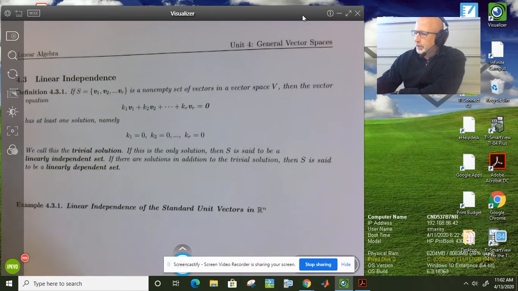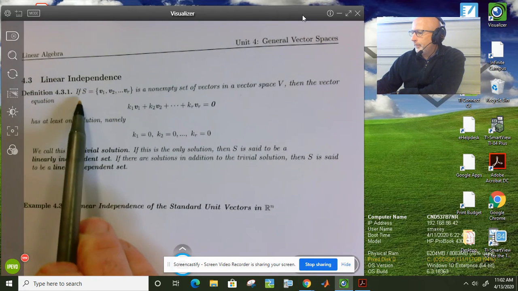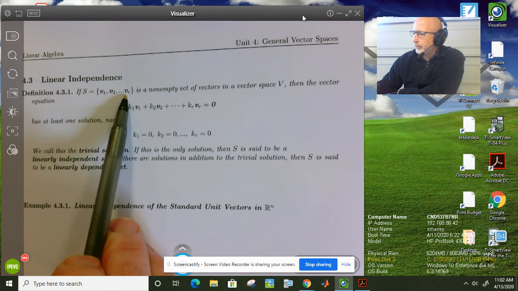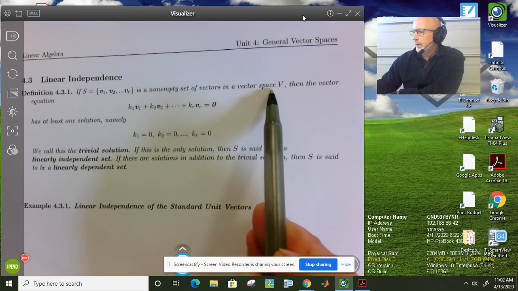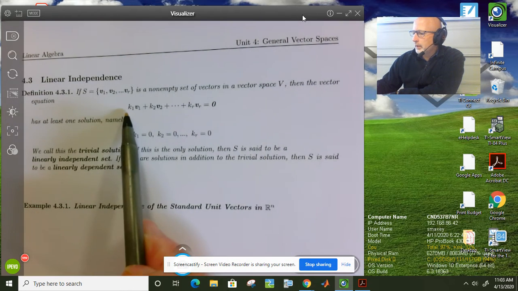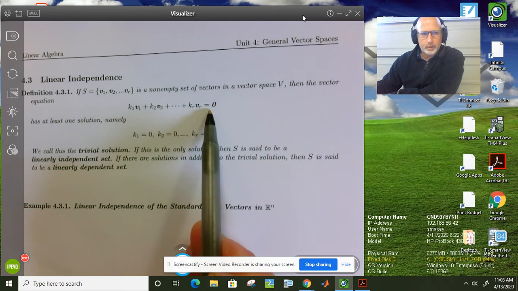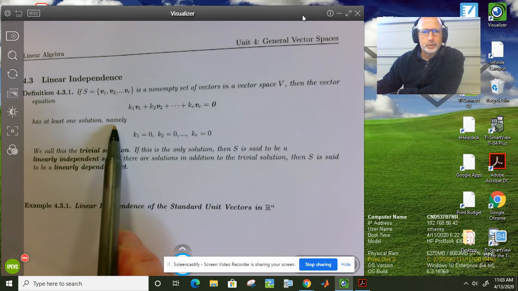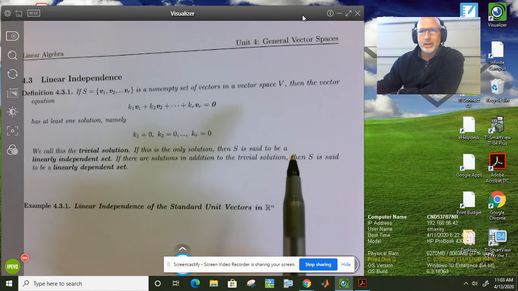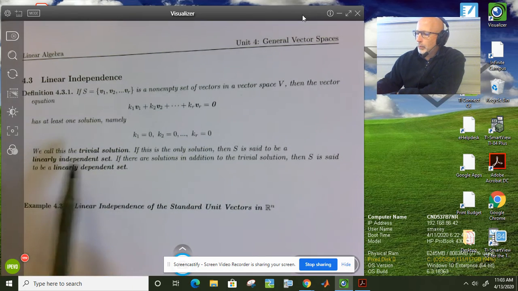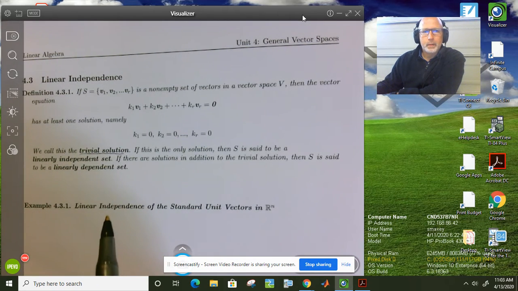Okay. So definition 4.3.1 states: if S is a non-empty set of vectors v1, v2, all the way up to vr in a vector space V, then the vector equation k1 v1 plus k2 v2 plus all the way up to kr vr is equal to 0. We know that this has at least one solution, namely, we're looking for k's here, not the v's. One of them would be when all the k's are equal to 0. We call this the trivial solution, okay? If all the k's are equal to 0, then it would be equal to the 0 vector.